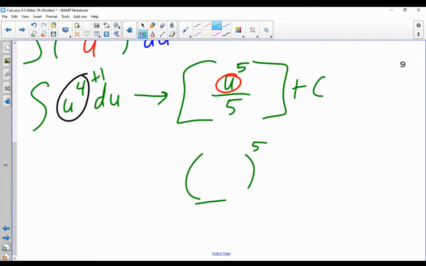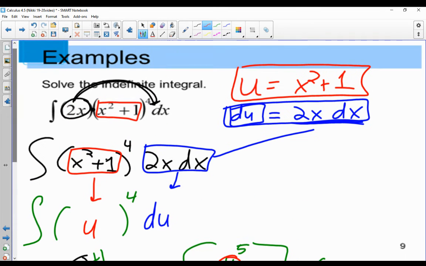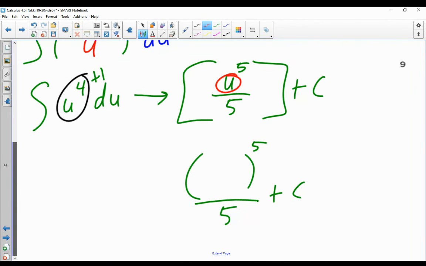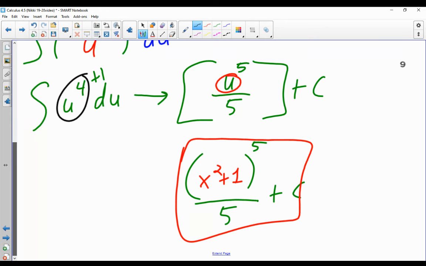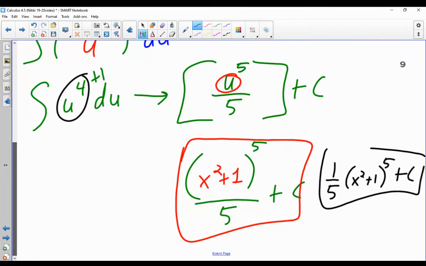You can put back in the original function, which was u was originally x squared plus 1. So x squared plus 1 to the 5th all over 5 plus c. Or, in other words, 1/5 (x squared plus 1) to the 5th plus c. And there you go. Now there's one more example that I want to show you real quick before we take it up a notch.